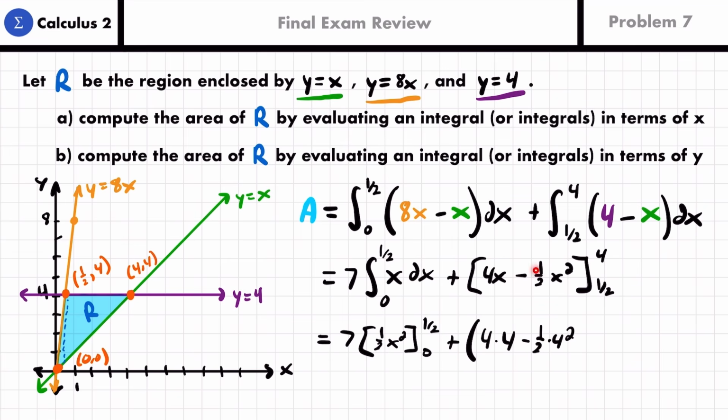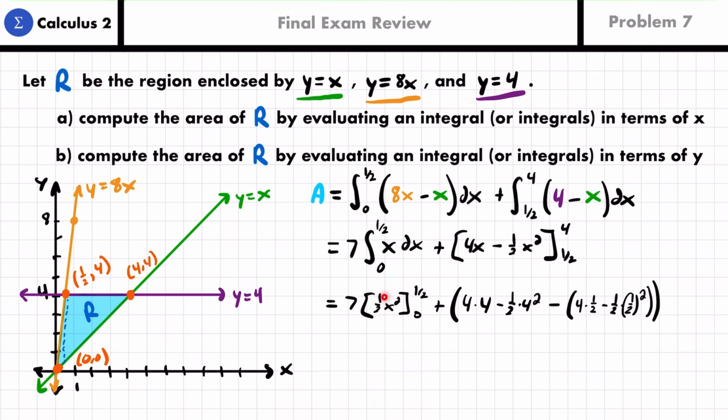That's the evaluation of this at 4. And then let's subtract the evaluation at 1/2. We'll have 4 times 1/2 minus 1/2 times 1/2 squared. Okay, and so simplifying further, we need to evaluate 1/2 x squared at 1/2 and then subtract the evaluation at 0. So this will be equal to 7 times 1/2 times 1/2 squared minus 0, right? If you plug 0 into this expression, you will just get 0.